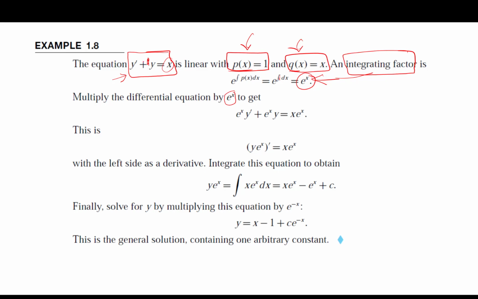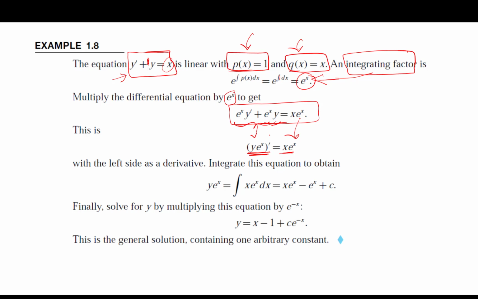e^x y' + e^x y = x e^x. This is the ordinary differential equation after being multiplied. If you look at the left-hand side, e^x y' + e^x y, it is the derivative of the product of the original function y times e^x. And this equals x e^x, which is the right-hand side as it is.